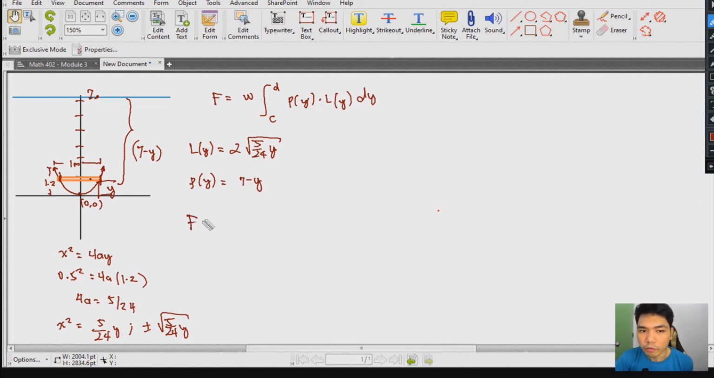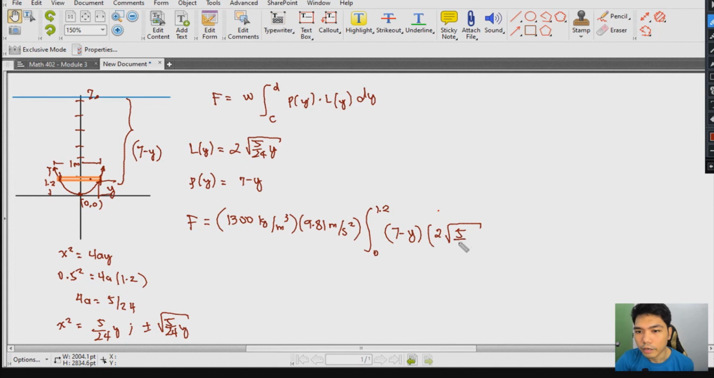And then of course, the force. What is our weight density? We were told the density is 1,300 kilograms per cubic meter. But it's the weight, so you have to multiply this by the acceleration due to gravity to get the weight density. Then you need to integrate from c to d, which is the lowest portion of your figure, the vessel. Here it is 0, and the upper portion is 1.2. And what is your p of y? We have 7 minus y. You multiply this by 2, the square root of 5 over 24, then y, and then dy.